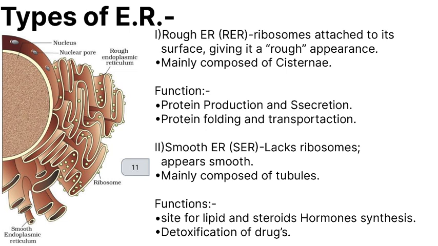Then we have the smooth endoplasmic reticulum. It has no ribosomes on its structure, which gives it a smooth appearance, and that is where it gets its name, smooth endoplasmic reticulum. They are a continuous network-like structure, often extended from the RER, and they have more tubules as compared to cisternae.